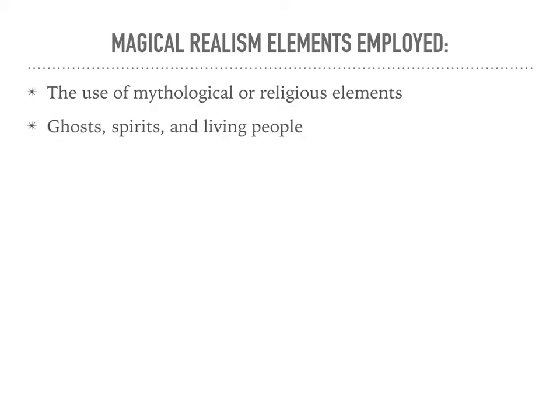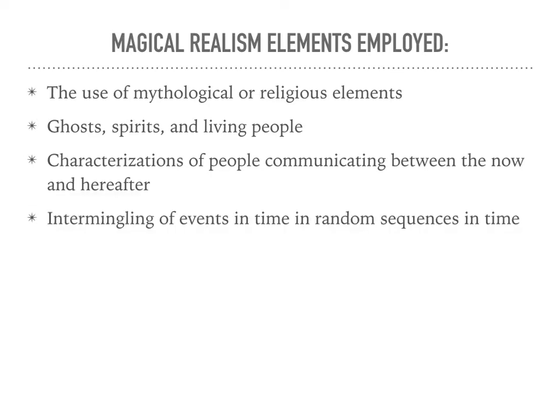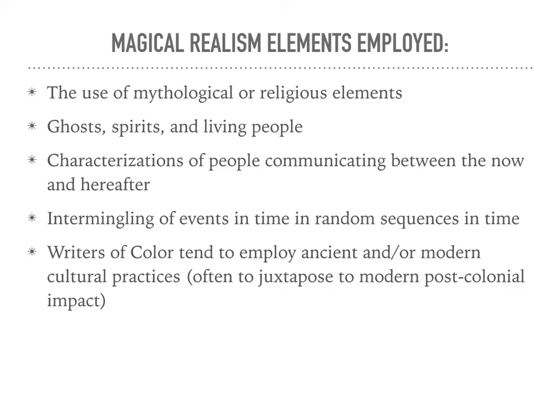So, in the following examples that we have, we'll highlight the use of mythological or religious elements, ghosts, spirits, and living people, characterizations of people communicating between the now and hereafter, intermingling of events in random sequences in time, so we'll have time jumps. And then we'll show how writers of color tend to employ ancient and or modern cultural practices. And this is often to juxtapose modern post-colonial impact.